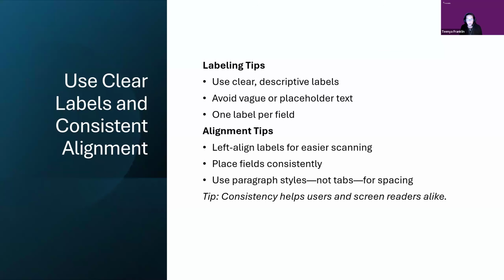So you want to make sure you're using clear descriptive labels, for example, first name, last name, email address. If you've got areas where you need more than one email address, for example, if I wanted a form to tell me what a presenter's email address is and a co-presenter's email address, label those clearly so that when you're doing your form fields themselves, you can give them an appropriate field name that makes it easy for continued authors or changes to that form to be made. And it also will help with your tooltips. Left align labels for easier scanning and place your fields consistently. Again, I can't say it enough, use paragraph styles, not tabs for spacing.